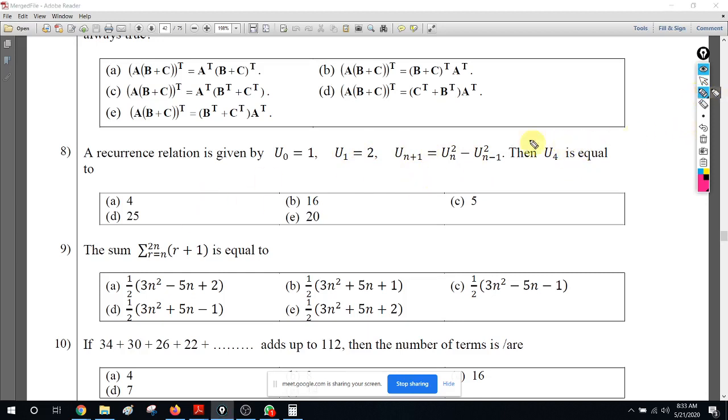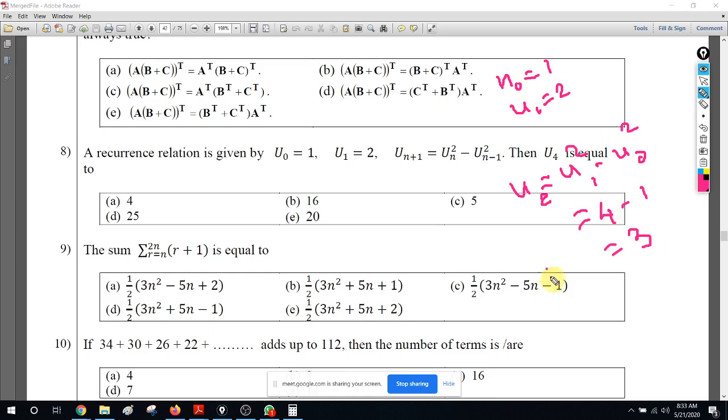You know that u naught equals 1, u1 equals 2, and for the rest we have to use this. Let's put n equal 1 here. We get u2 = u1 squared minus u0 squared. We know that u1 is 2, so 2 squared is 4, minus u0 squared, which is 1. 4 minus 1 is 3. Now we found u2, but we need u4, so we have to gradually move on.